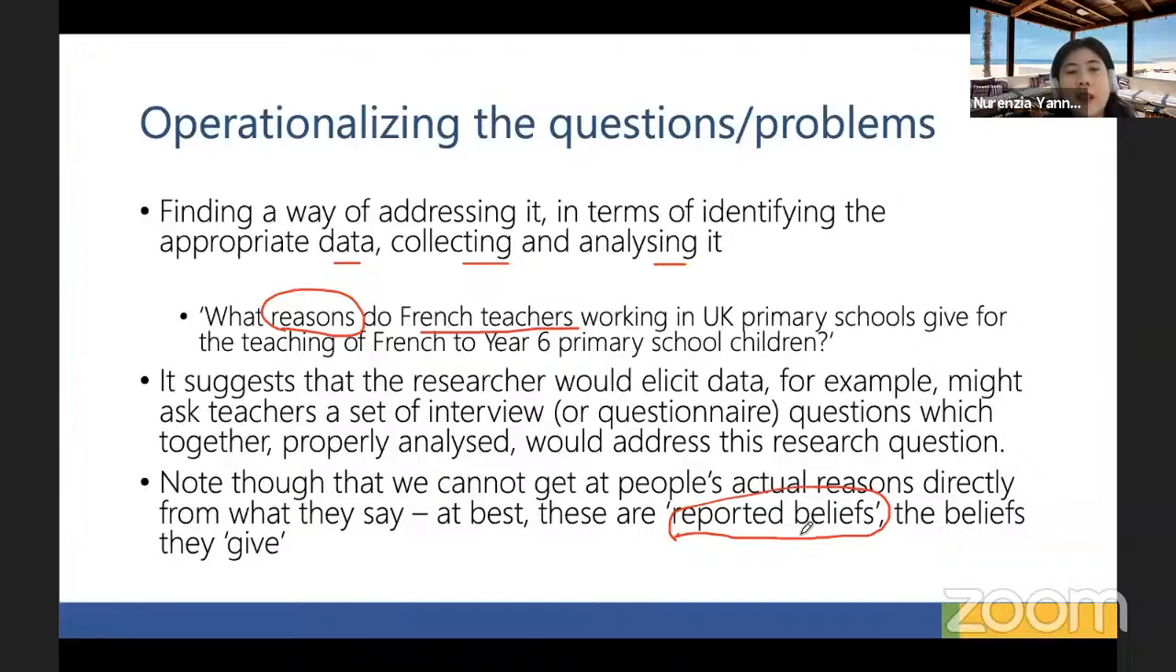Gitu ya. So, use the research questions to really think about the operationalization of your research. Jadi bagaimana research itu nanti berkembang gitu. Jadi research questions or research problems are very important in the beginning because they will let you know how you will conduct your research.